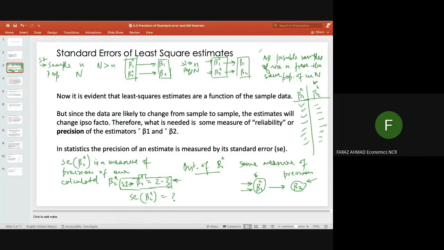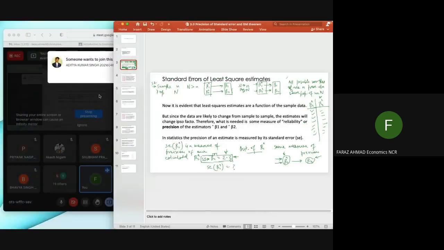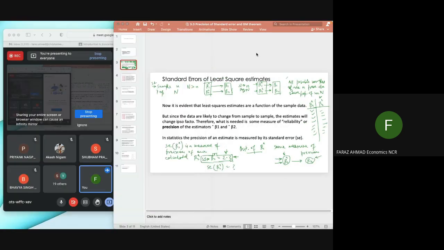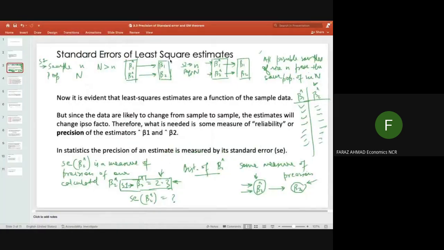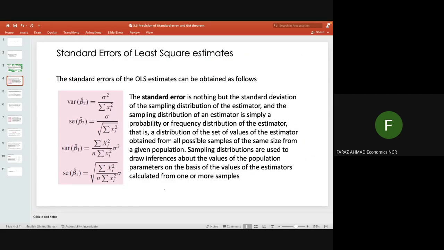So we need to know the standard error of beta 2 hat to answer the question of how precise this 2.3 is. Last time we calculated standard error using formulas. These are the two formulas that we use.